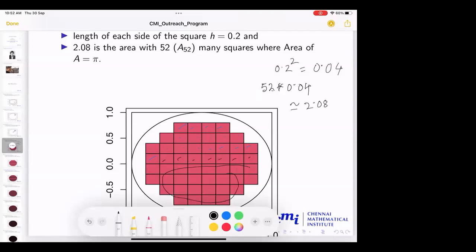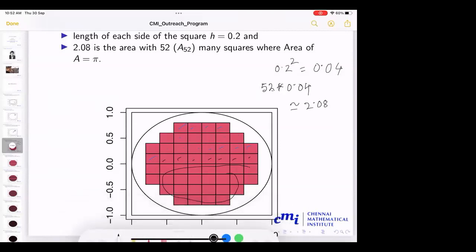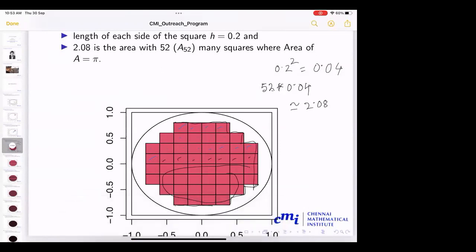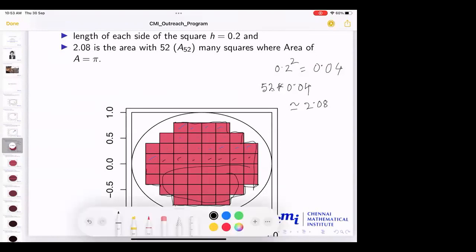So the value of pi from here, we can say, is definitely this total area. The area covered by this entire geometric shape is 2.08, correct? Let's call this entire geometric shape A52. This entire geometric shape, the area is 2.08.